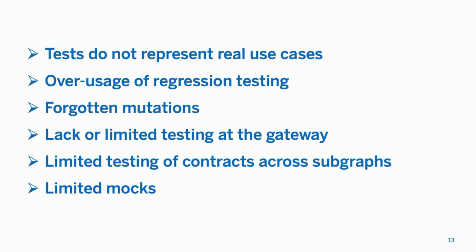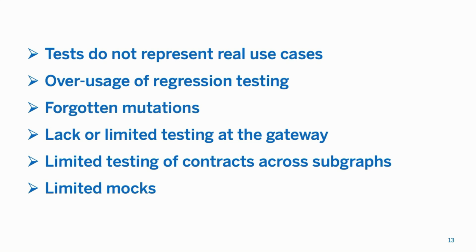Limited testing at the gateway: nobody tested the gateway. I manage my subgraph, I test it, but where the gateway is, somebody has a problem. Limited testing of contracts across subgraphs. A friend of mine at another financial institution broke production because somebody made a code change and the parent was not passed correctly after the change across to the subgraph.